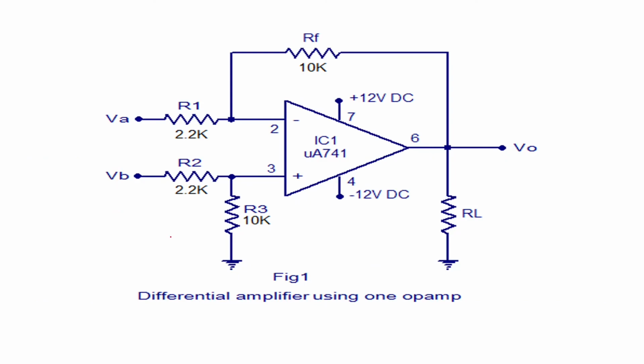R1 is equal to 2.2 kilo ohm, R2 is equal to 2.2 kilo ohm, R3 is equal to 10 kilo ohm, RF is equal to 10 kilo ohm, and you have RL with plus 12 volt DC supply at VCC and minus 12 volt DC supply at VEE, and then the output will be equal to minus RF upon R1 into VA minus VB. So the output will be the difference of the two inputs. This will be called a difference amplifier circuit using op-amp.